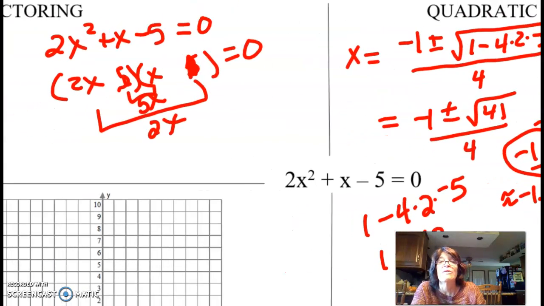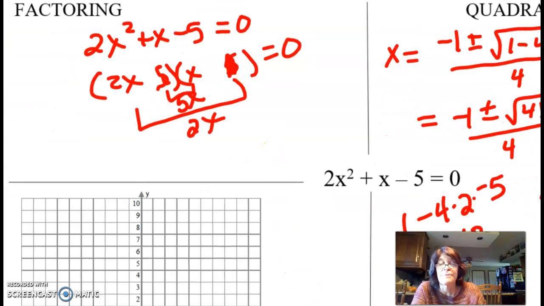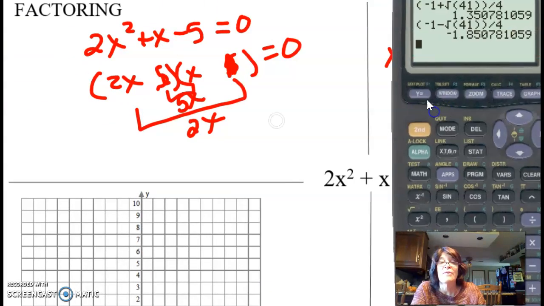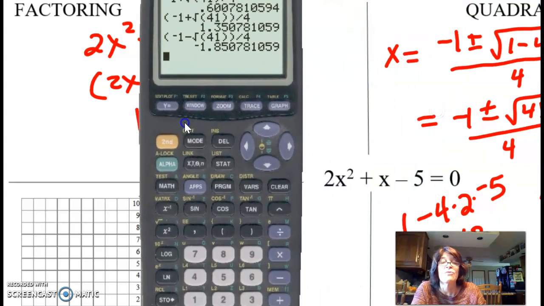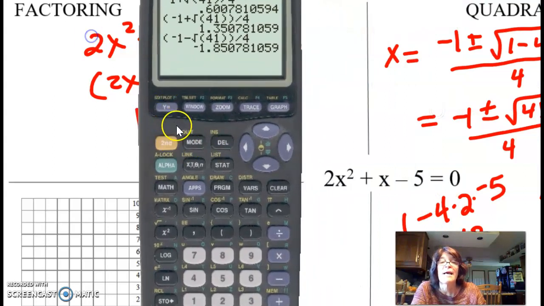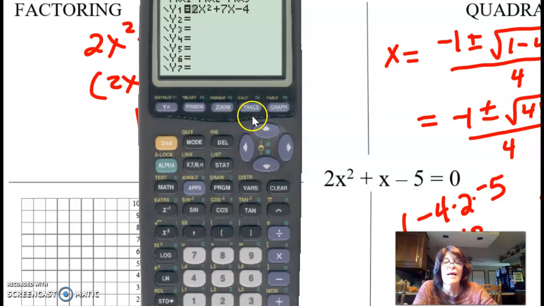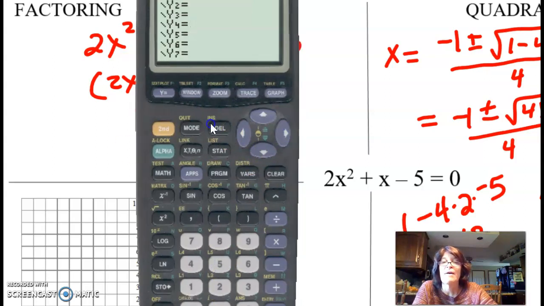If I graph it on my graphing calculator, what I would want to graph is y equals 2x squared plus x minus 5. Let's see what that graph looks like.